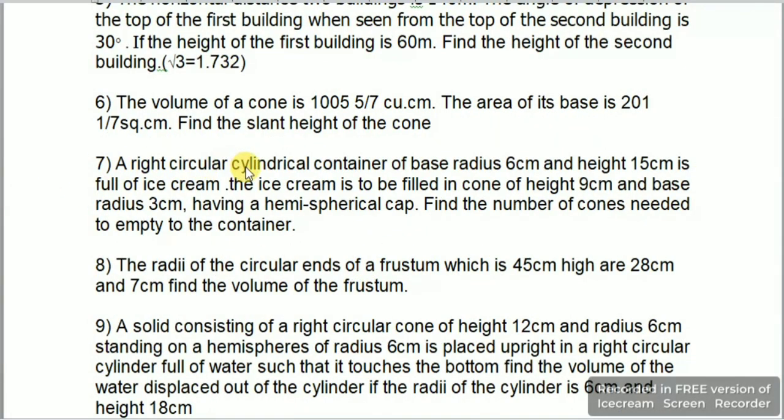Seventh, a right circular cylindrical container of base radius 6 centimeters and height 15 centimeters is full of ice cream. The ice cream is to be filled in cones of height 9 centimeters and base radius 3 centimeters, having a hemispherical cap. Find the number of cones needed to empty the container.